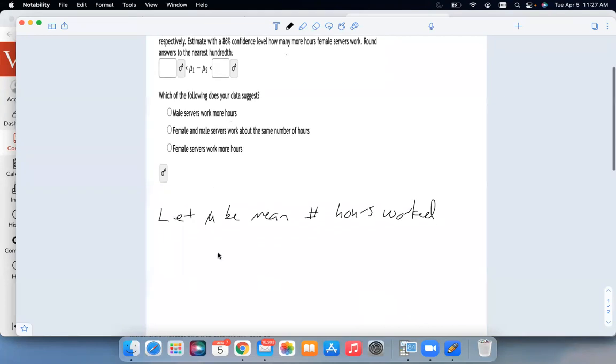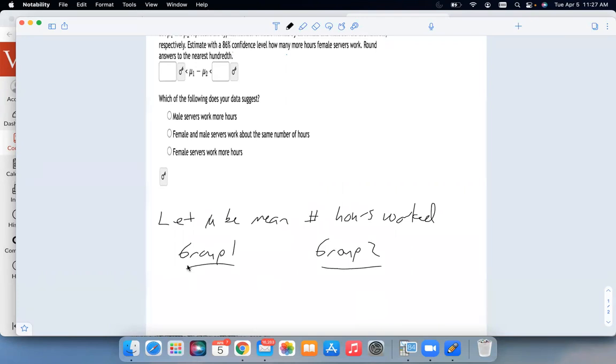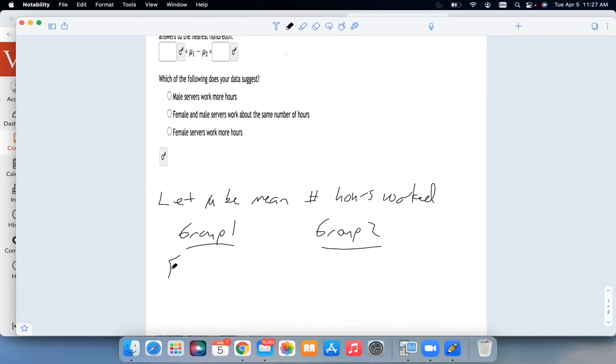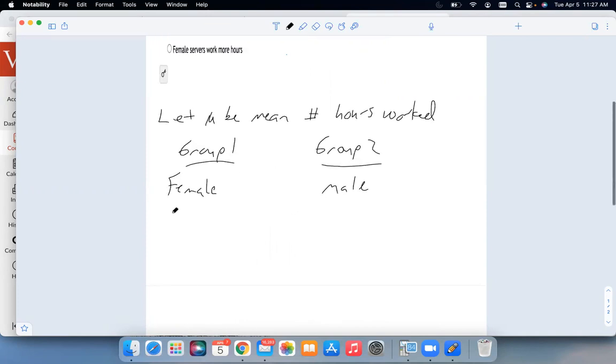Okay, then we have our groups. We're going to have group 1 and group 2. Typically, I recommend the group with the higher sample average be group 1. That makes writing this interval a lot easier because you're less likely to get negatives. But they've told me which one to do. I don't have a choice. They want mu1 to be female, mu2 to be male. So these will be the female servers and the male. Each group is going to have their own sample mean, standard deviation, and sample size.